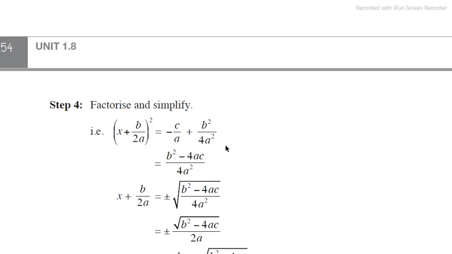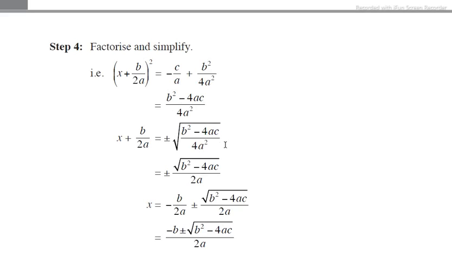Remember, since the other one is a square and we want to find the value of x, we must take away the square by introducing the square root on both sides. So the square root on the left hand side will cancel with the square to remain with x plus b over 2a. And then we get also the square root of the right hand side, which gives us a positive or a minus. Remember, the square root of a number is always positive or minus.